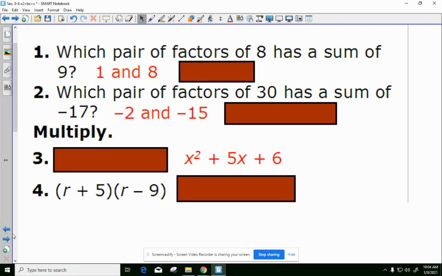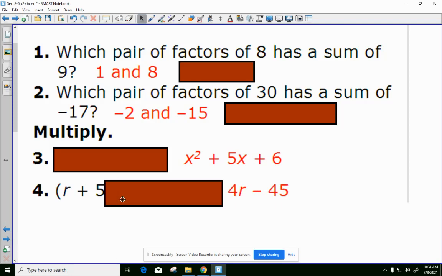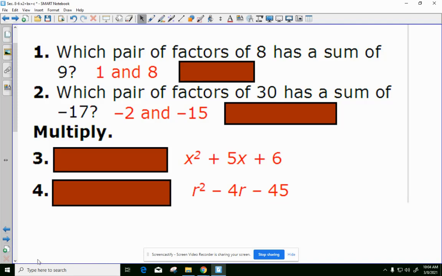You got the last one? What do you got? R to the second. And then what? You're missing something. You don't have your inners and outers. I'll take your R to the second, and I'll take your negative 45, but there's a middle term in there. So minus 4R. So R to the second minus 4r minus 45. Okay.